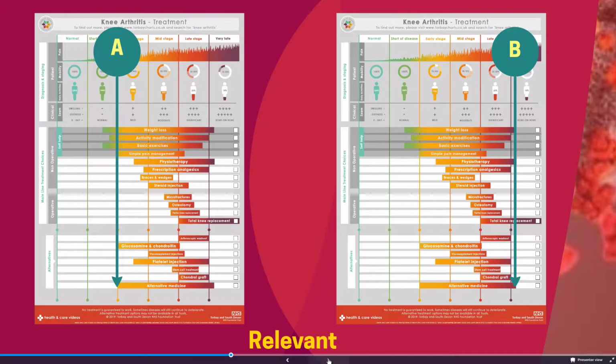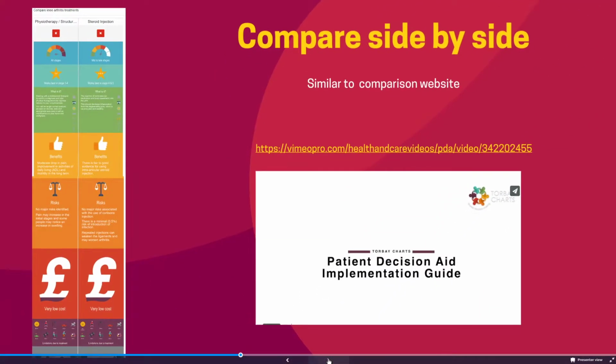A lot of patients fall in between these and they can subsequently move to different treatments, both forward or backward, depending upon their symptom progress. The third USP of the Torbay chart is the ability for the patients to choose and compare any treatment against any other. Here the patients can self-select different treatments and compare them side by side. Domains of comparison include risks, benefits, burden, and uniquely we also display the cost of each treatment for the NHS. Let's now watch a video to understand this better.